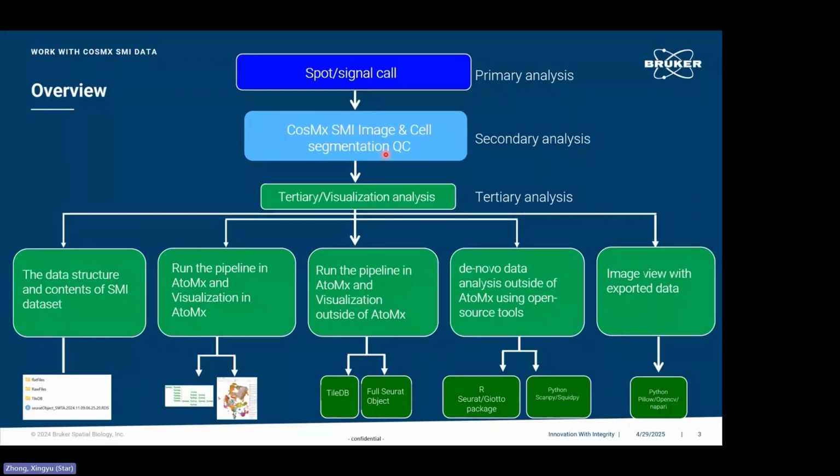After you find the image is good and cell segmentation is good, then you can move forward with the tertiary data analysis. Tertiary data analysis is actually the visualization data analysis, which is to convert your CSV matrix or your spreadsheet to the plot. In this tertiary data analysis, we will cover basically the data structure and the contents of SMI data, which is the major focus of this session.